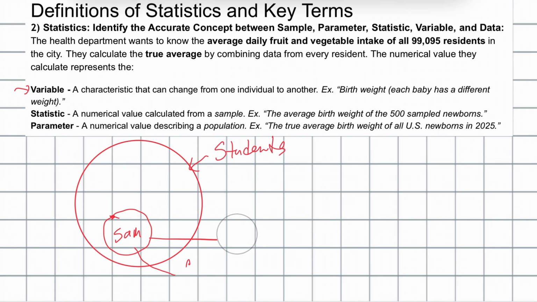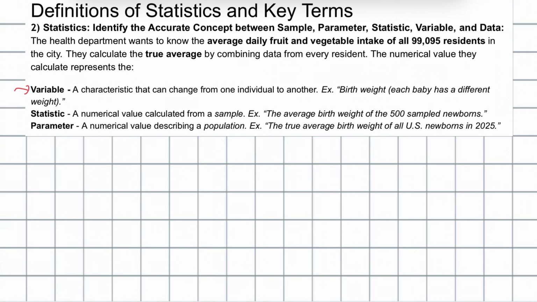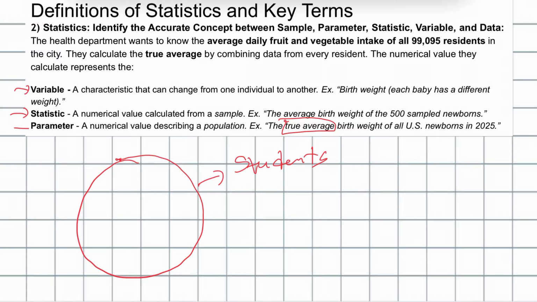And now we go into the definition of parameter. Parameter is a numerical value describing a population. So instead of describing the sample, parameter is describing the whole population. Okay, so let's say the students overall. In this case, it's talking about the true average birth weight of U.S. newborns in 2025. So it usually has a descriptive statement, like true average.